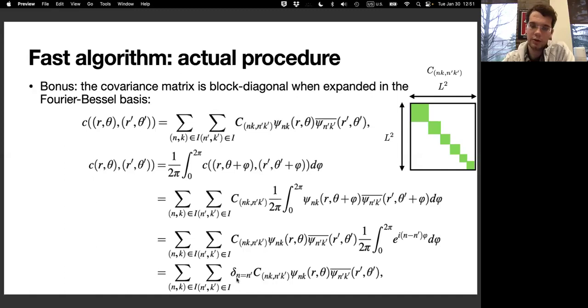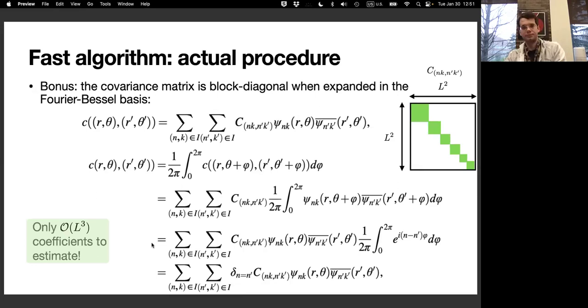So that can be the case if and only if the coefficients are non-zero only when n is equal to n prime, meaning that if you order things in the right way, then things will be blocked diagonally. Okay, so it's a much smaller covariance matrix. It only has about L cubed coefficients that we need to estimate. Okay, those are all the ingredients.